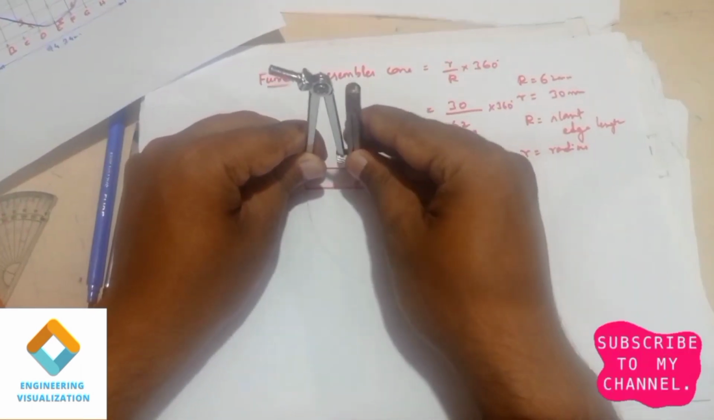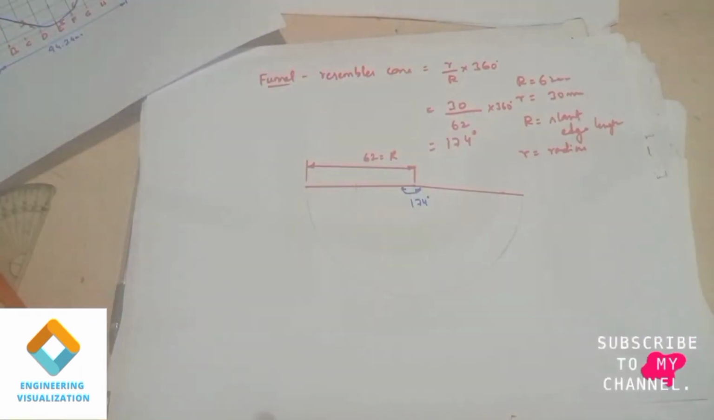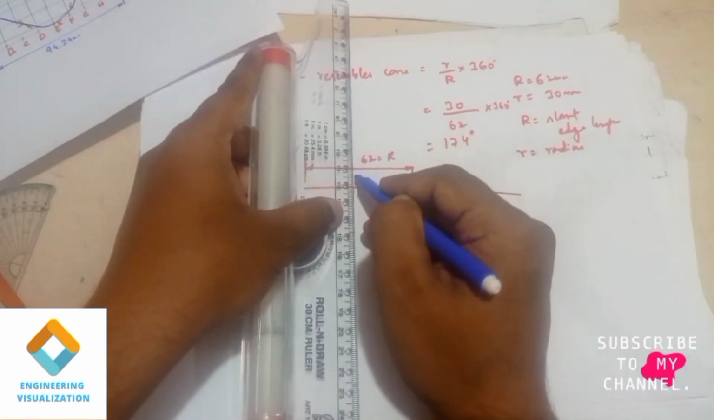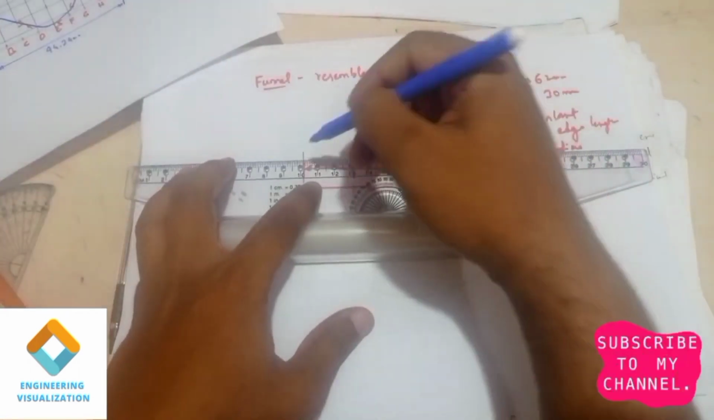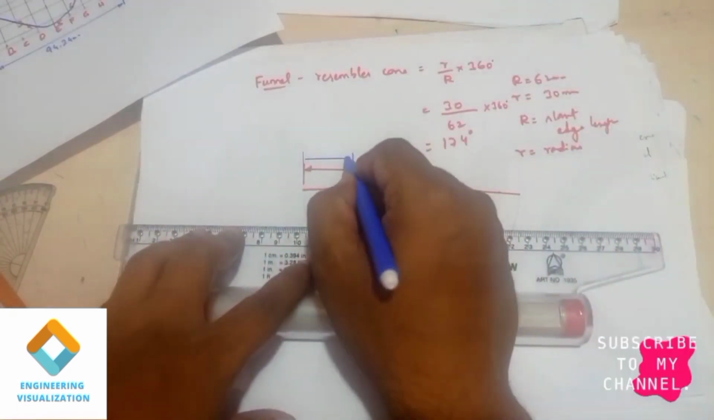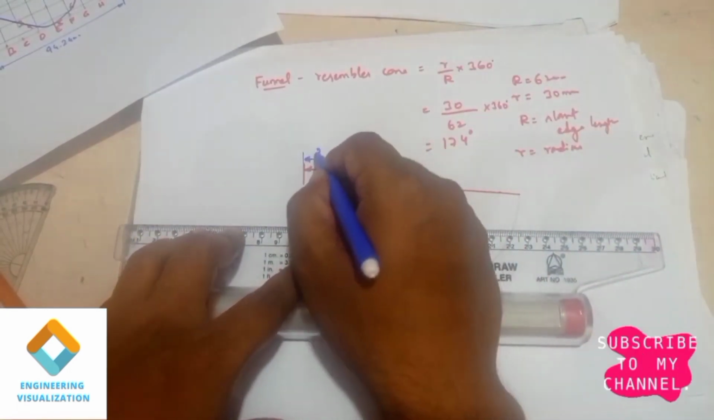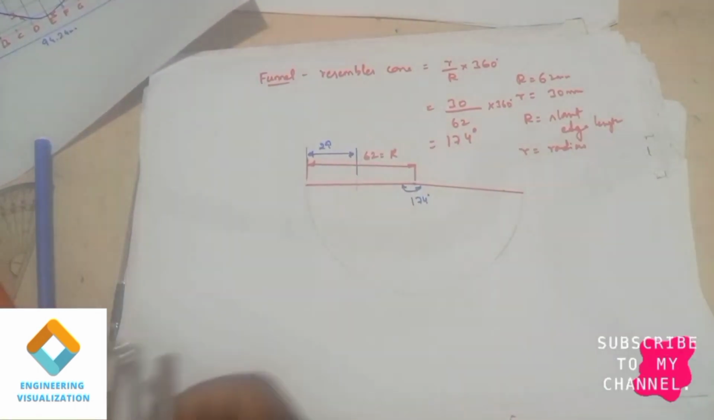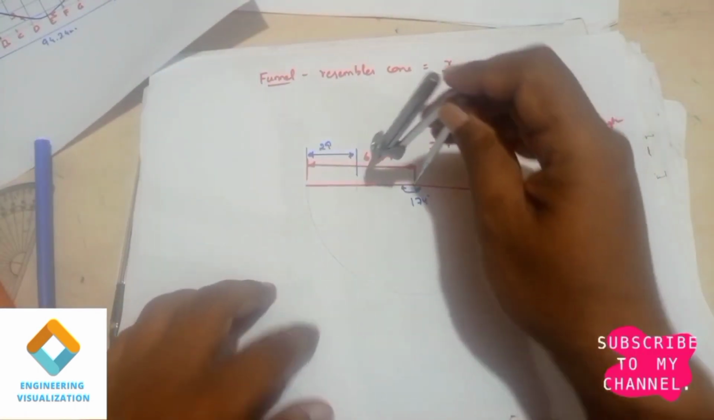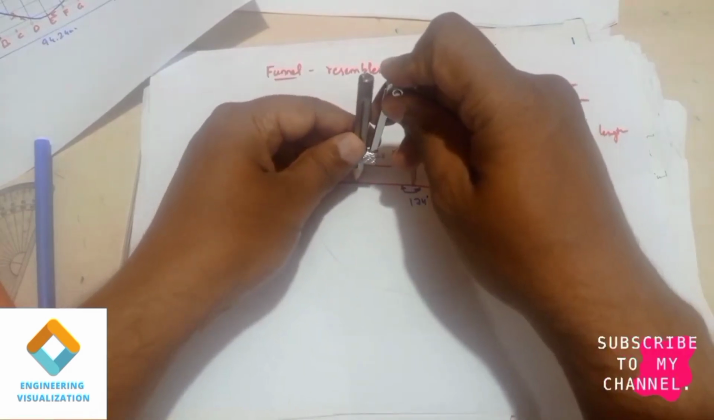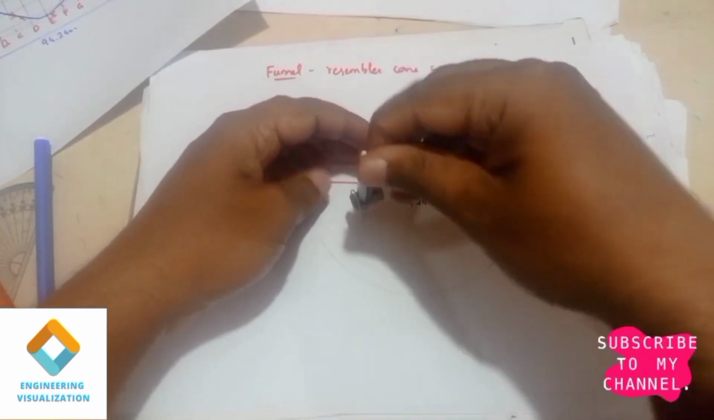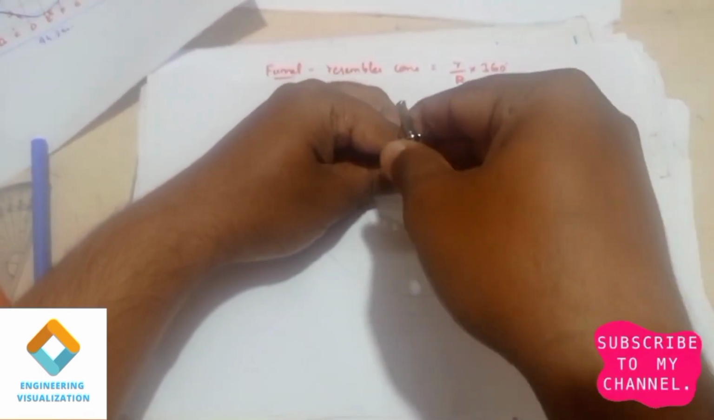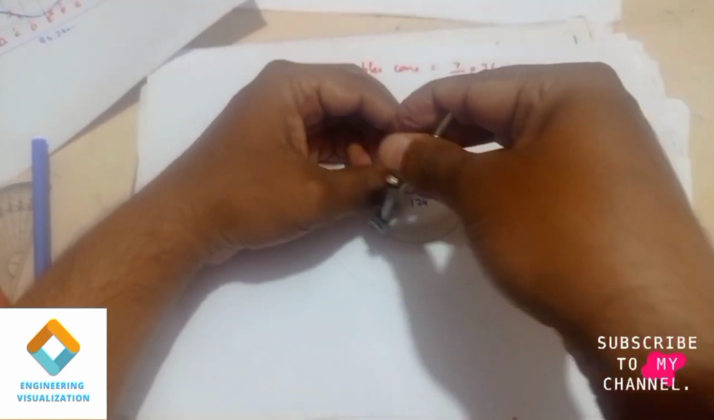We cut the length, that is 29 mm. This length we should be darkening. So I'll be using a different color sketch pen so that you can make out the difference. This is the upper part of the funnel, right? That's why we need to show the lower part here in this development.